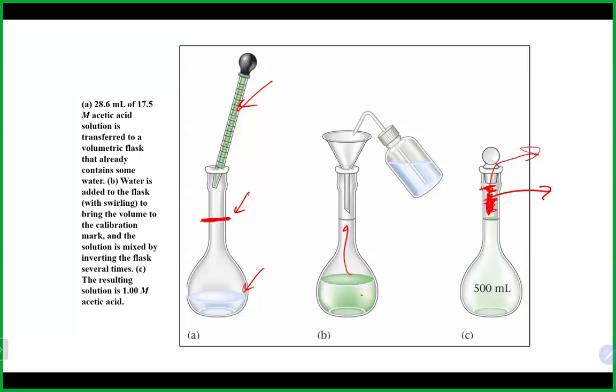So it's really important when you use something like this that usually what you want to do is fill it to here, use a wash bottle and fill it very slowly, and even a medicine dropper at the very end, to make sure that you get it right at the line, that you don't go over the line or anything like that.